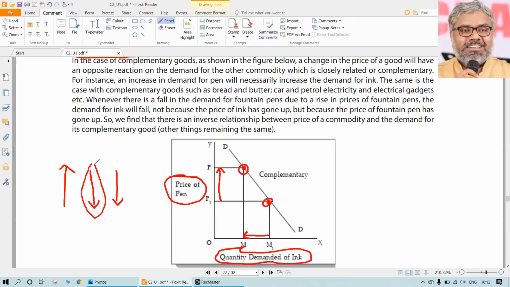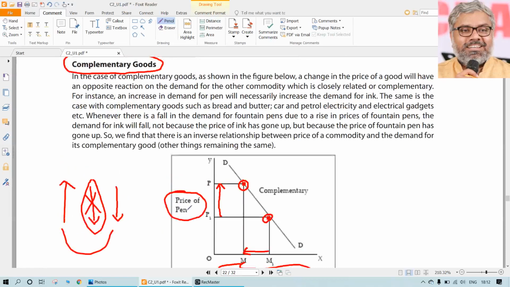Once again, the intermittent step we are not using. Directly we are saying that this is the inverse relationship. The inverse relationship is there, but it is not happening just like that. It is happening because of another phenomenon. Whenever the price of the pen increases, the demand for pens decreases. Because the demand for pens decreased, the demand for ink also decreased. This can be applied to cars and tires, or to printers and cartridges.